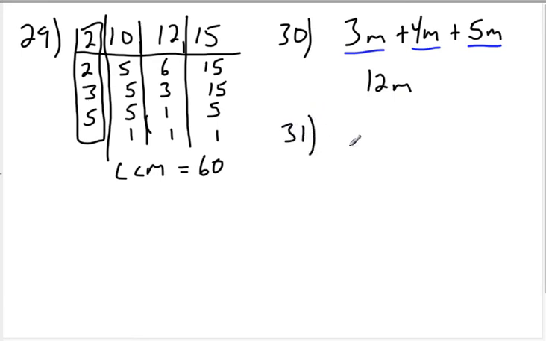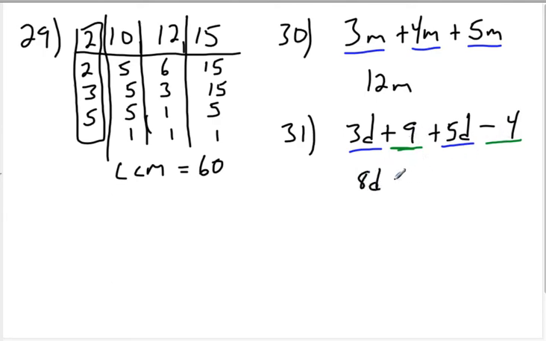Moving on to 31, we have 3d plus 9 plus 5d minus 4. So the like terms here are 3d and 5d. So the 9 and the minus 4 go together. So we're going to end up with 3d plus 5d is 8d, and then 9 minus 4 is 5, so plus 5. And we have to stop here because 5 does not have a d in it, so we're done with that one.